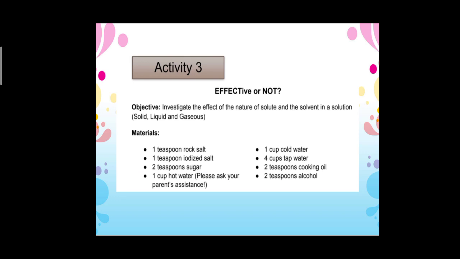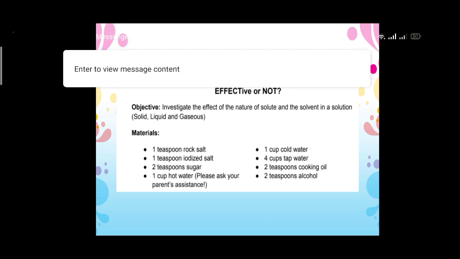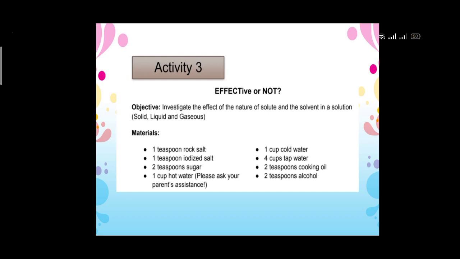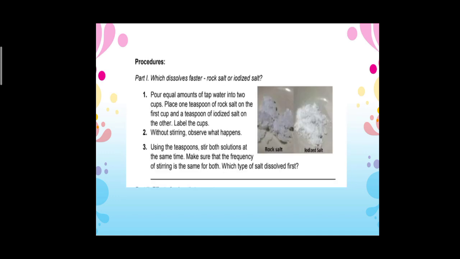Okay, so you will write effect. Investigate the effect of the nature of solute and solvent in a solution. So we have 1 teaspoon rock salt, 1 teaspoon iodized salt, 2 teaspoons sugar, 1 cup hot water, cold water, 4 cups of tap water, 2 teaspoons cooking oil, and 2 teaspoons alcohol. So for the procedure, pour equal amounts of tap water into 2 cups. Place 1 teaspoon of rock salt on the first cup and 1 teaspoon of iodized salt on the other. Without stirring, observe what happens.